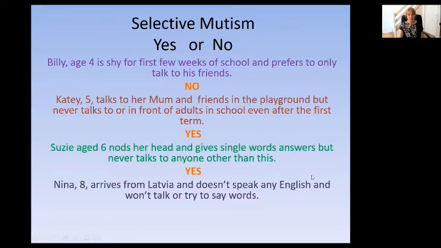And then finally, Nina, who's 8, arrives from Latvia and doesn't speak any English and won't talk or try to say words. We've put no. It's unlikely that this is selective mutism because actually it's more likely that seeing as she's only just arrived and she's expected to speak a new language, actually we'd expect to give that a few more months first, and it's quite common for children when they're exposed to a new language to want to listen to it first and take it all in and start to understand before they have the confidence to try and say anything. So I hope you did okay on that, but don't worry if you didn't.